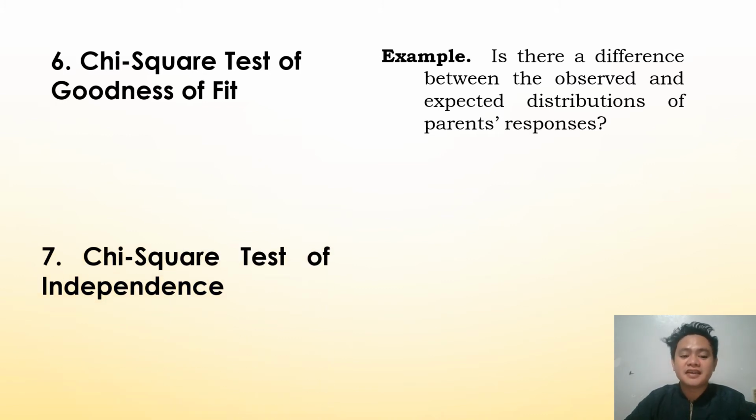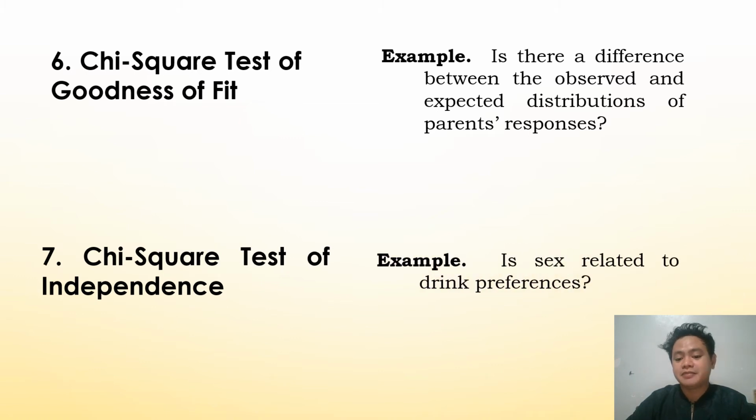Another is chi-square test of independence. The only difference between chi-square test of goodness of fit and chi-square test of independence is that the chi-square test of independence can be used to determine if there is a correlation or association between variables of the nominal type. Okay, nominal type. So for example, is sex related to drink preferences? Sex is a nominal variable.